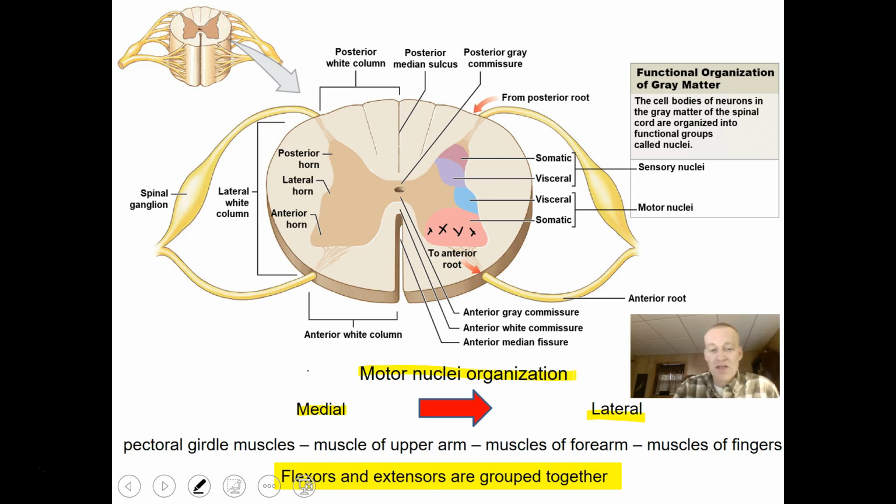What's kind of cool down here, which I highlighted for you, is that the flexors and extensors are grouped together. All flexors are grouped together, and all extensors are grouped together, controlling those portions of the body.